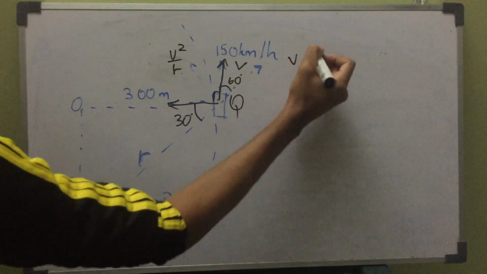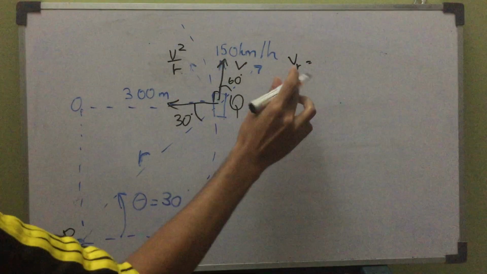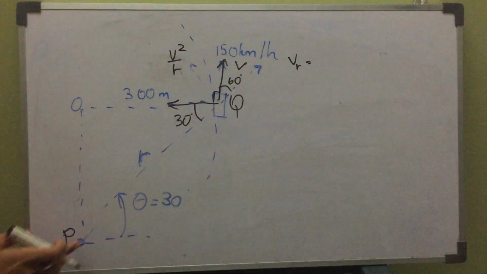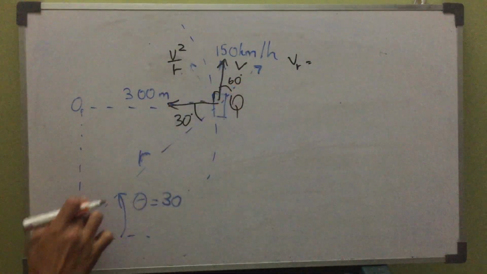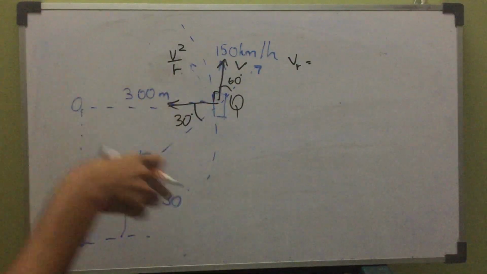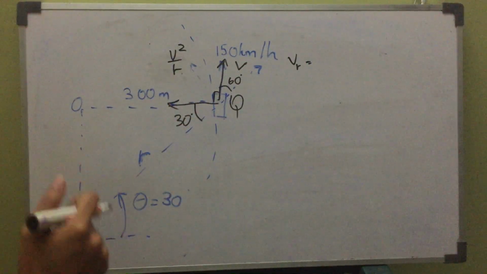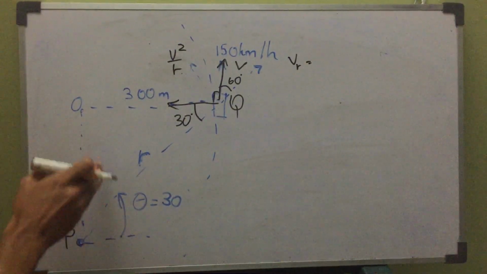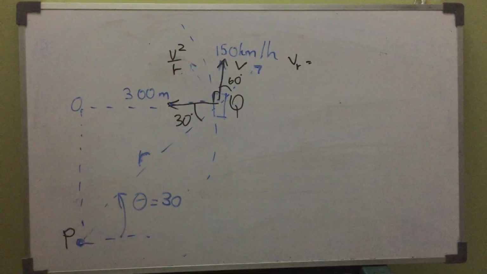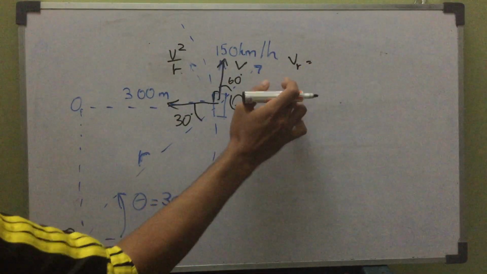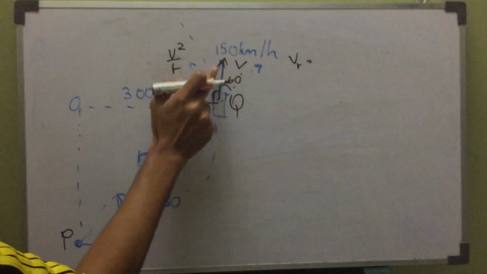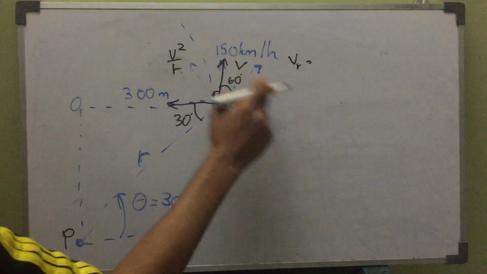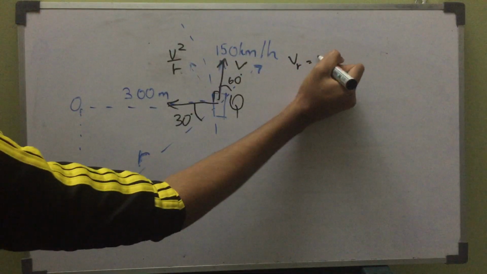If we find the value of VR, the radial direction velocity from this PQ, just remember we are going to find it for this PQ. I have already mentioned why we are finding this. That's the main reason. We need to find the angular acceleration and the angular velocity for P, for this camera. So we already derived that VR is equal to V cos 60. We already know this is 150 km per hour.